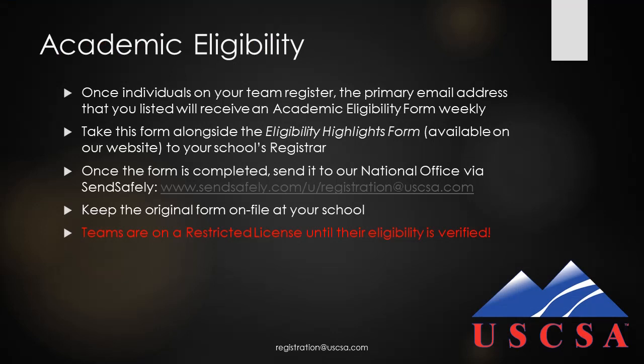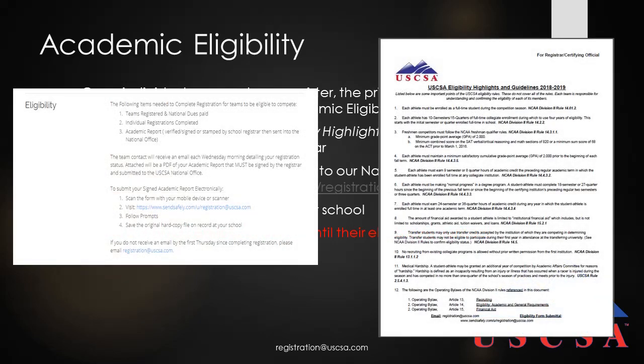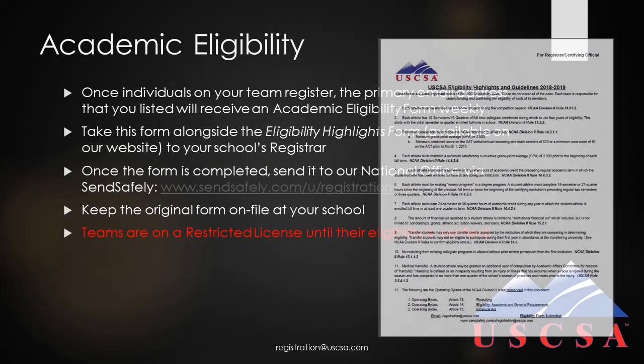Your teams are now registered, but there's a critical step left before your team's completely eligible. Back on the team registration page of our website, you'll find the eligibility section. You'll find a link to the USCSA eligibility highlights and guidelines for the current season. This document details what's required of all student athletes competing as part of the USCSA. A full list of eligibility rules can be found in our competition guide, which you'll see on our website.